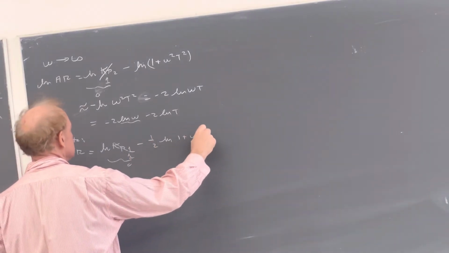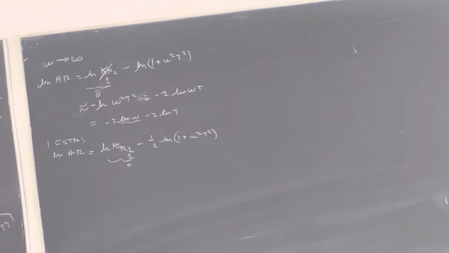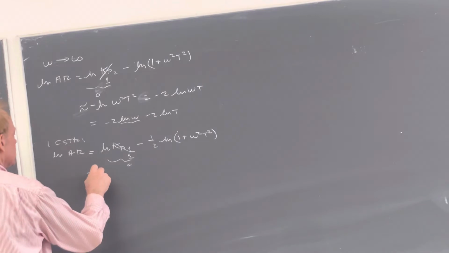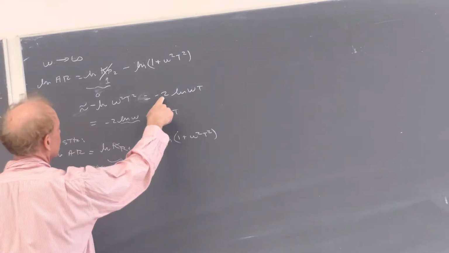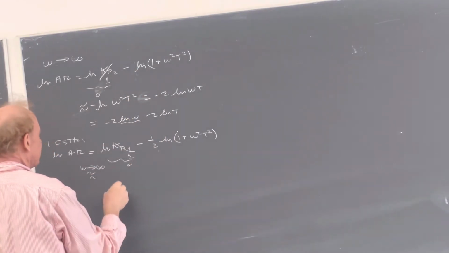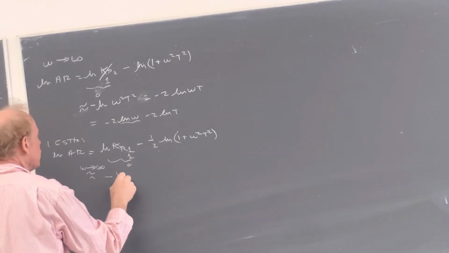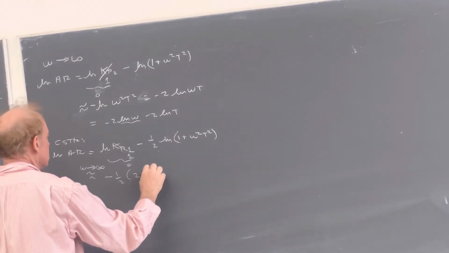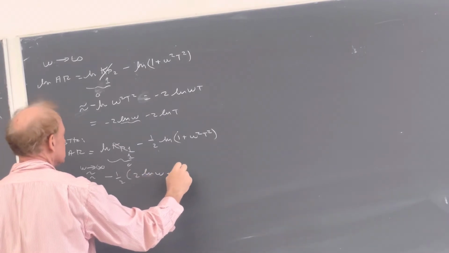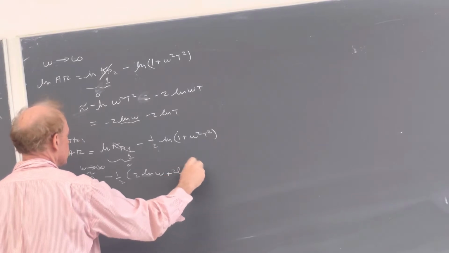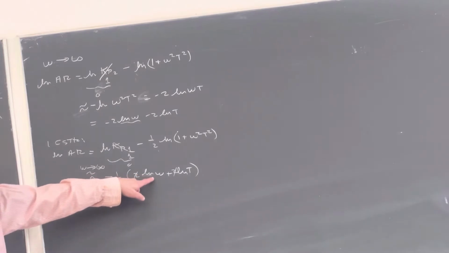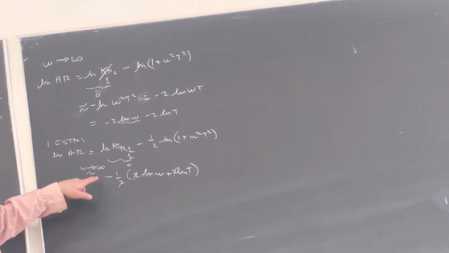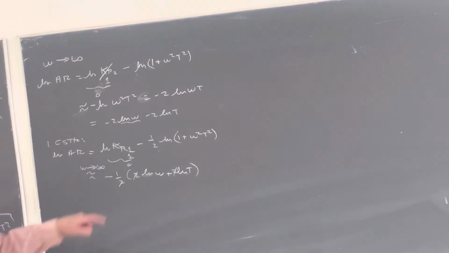1 plus omega squared t squared. Because I have the same denominator but with the square root here. So when I go through the same calculation as omega goes to infinity, instead of this just being minus log, it's minus 1/2 log. So I should just get minus 1/2 of 2 log omega plus log t, plus 2 log t. So the 2's cancel. And when I plot, I should get something that goes as a linear function of log omega with slope minus 1.